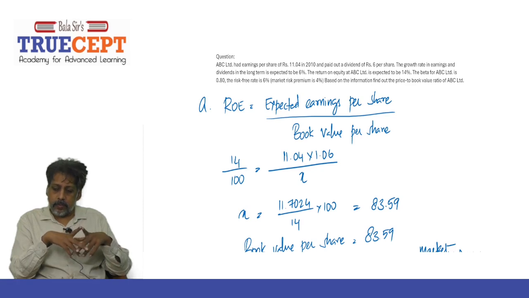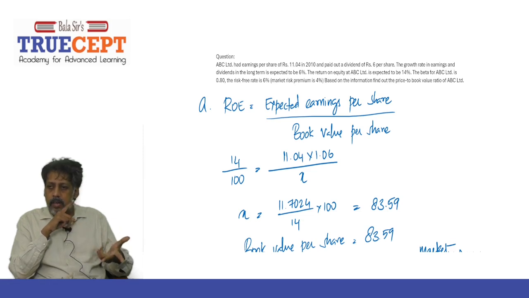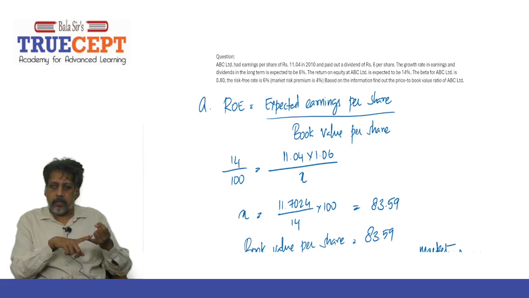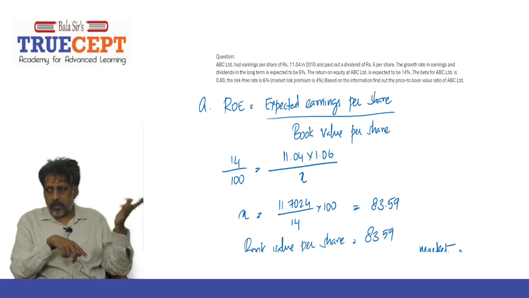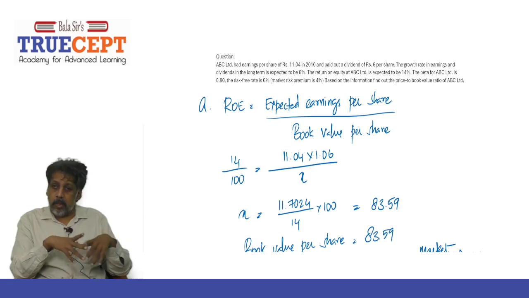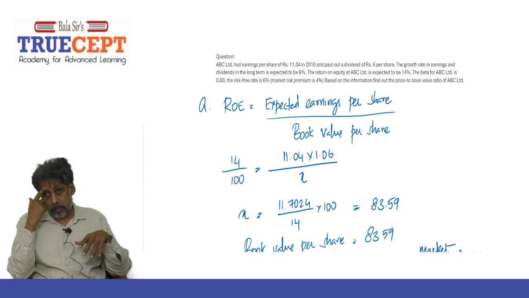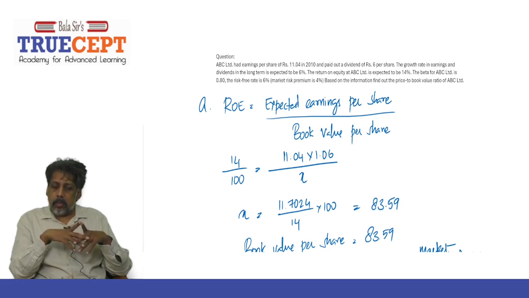Next. The growth rate in earnings and dividends in the long term is expected to be 6%. It is given that as the earnings grow by 6%, you will also grow the dividends by how much? 6%. You will pay 6% more. That is the growth rate in earnings and dividends. Next. The return on equity at ABC Limited is expected to be 14%. That is supposed to be the return on equity.